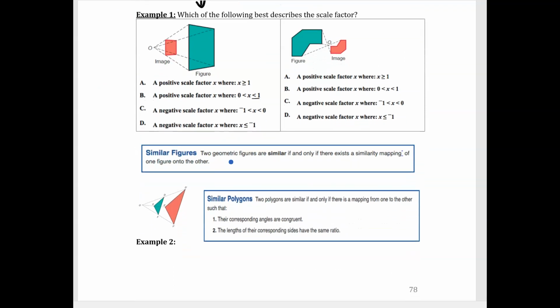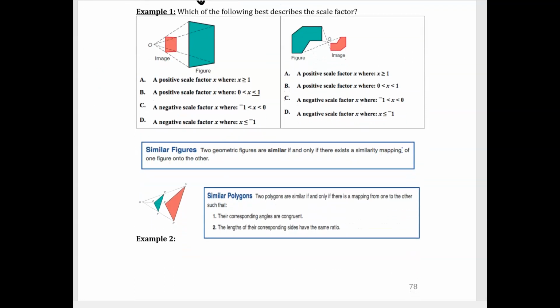Let's look at these figures, and the first thing I want you to do is try to figure out, well, I guess we don't have to figure it out, it tells us, which one's the image and which one's the figure. So this is the original. Ask yourself, is it being reduced or enlarged? In this case, it looks like it's being reduced. And is it being flipped? It doesn't look like it's being flipped to me, so not flipped.